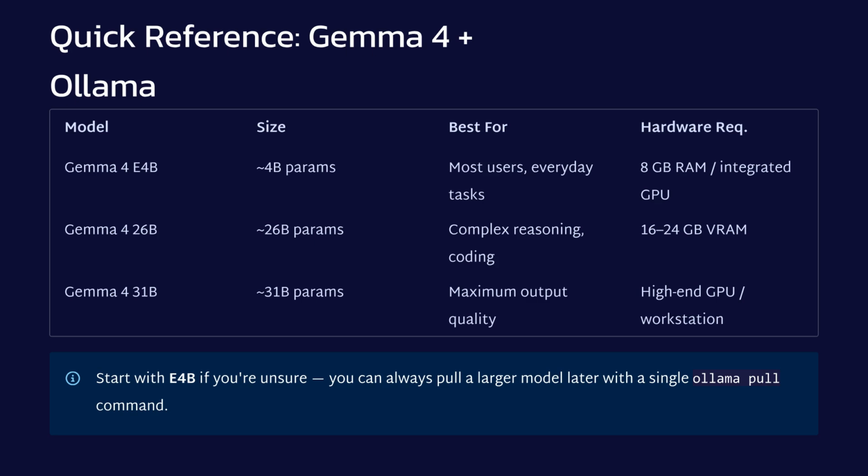Here's a quick reference. E4B is for everyday tasks, requiring 8 gigabytes RAM. 26B is for complex reasoning, requiring 16 to 24 gigabytes VRAM. 31B offers maximum quality for high-end hardware. Start with E4B if you are unsure.